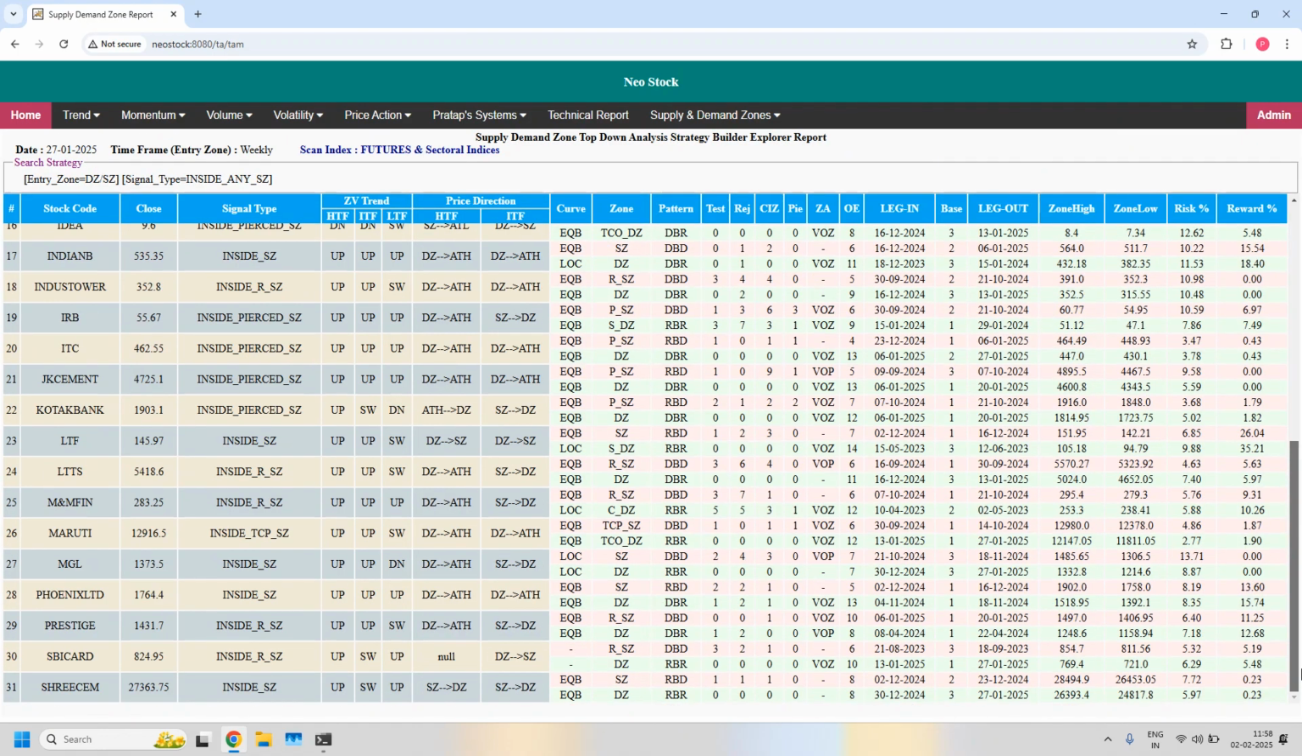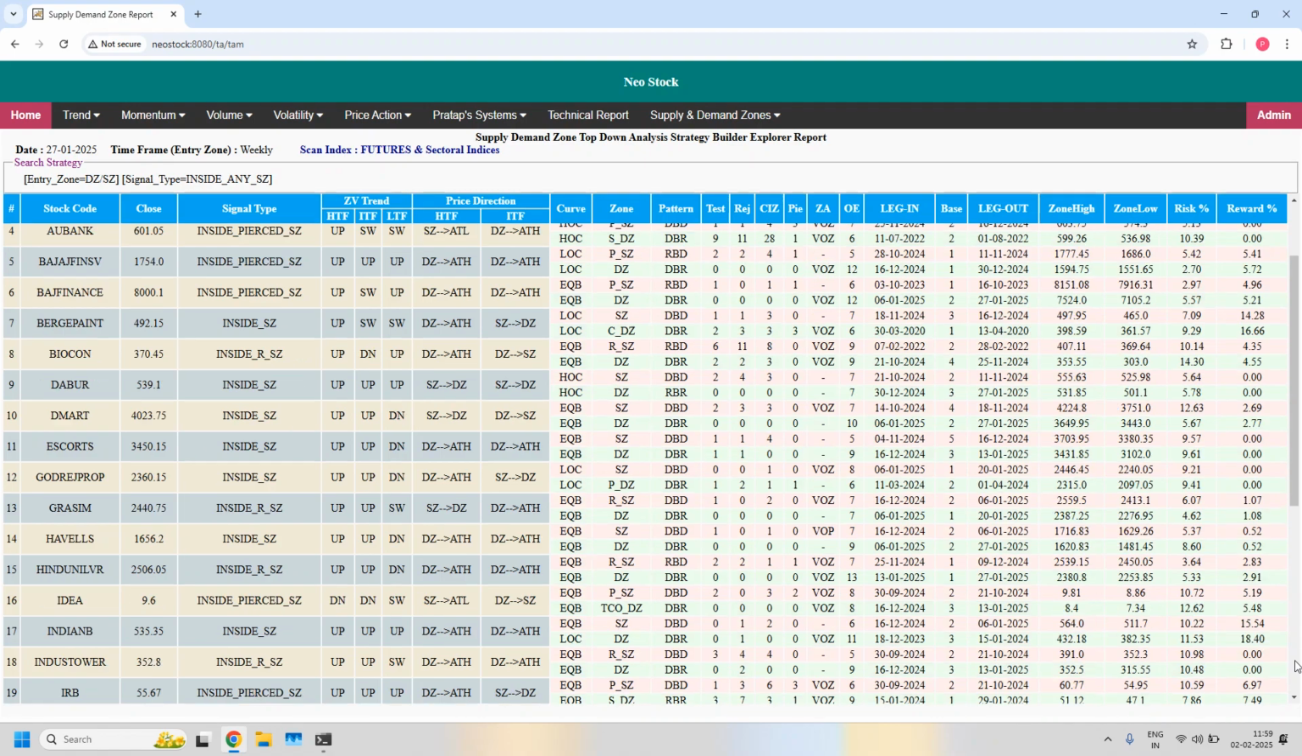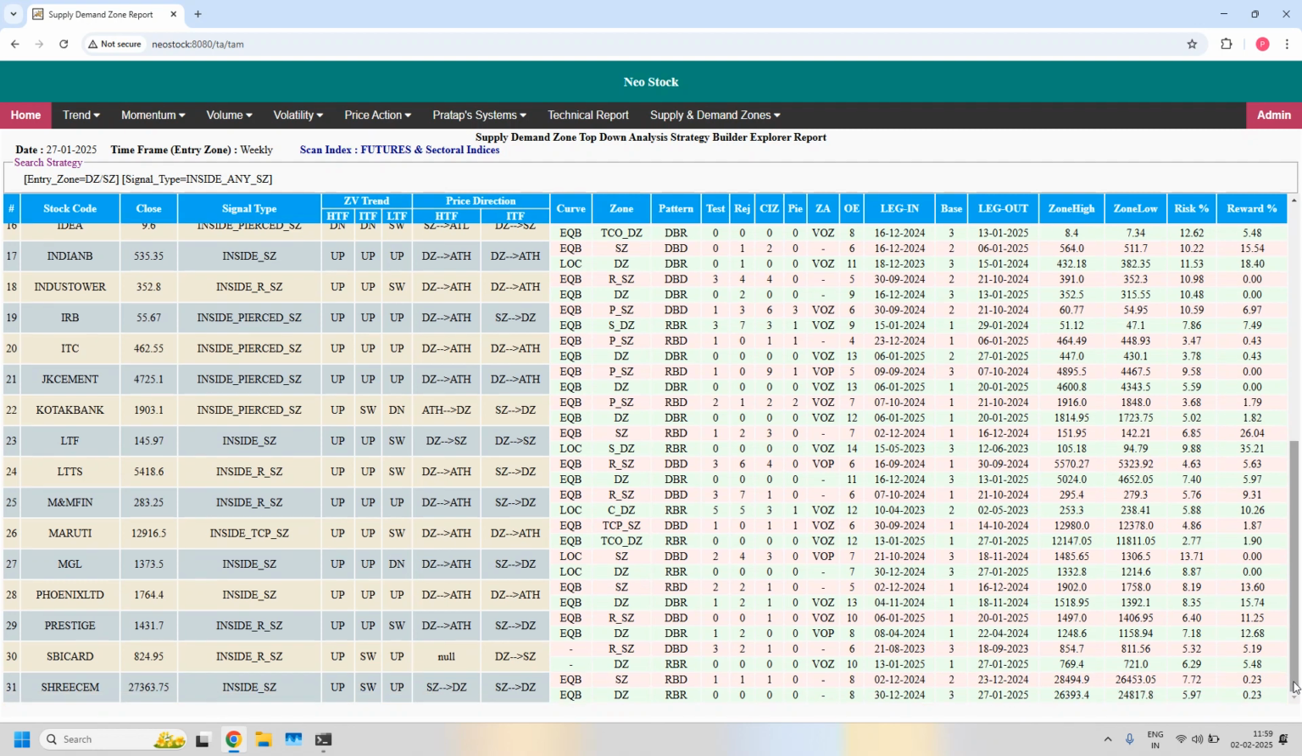We got 31 stocks, and these are the first 15 stocks in the list. I'm scrolling the list down. So total 31 stocks are filtered: price closed inside weekly supply zone.